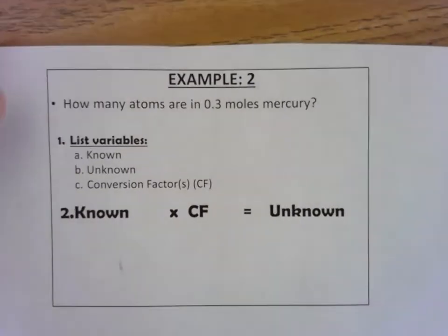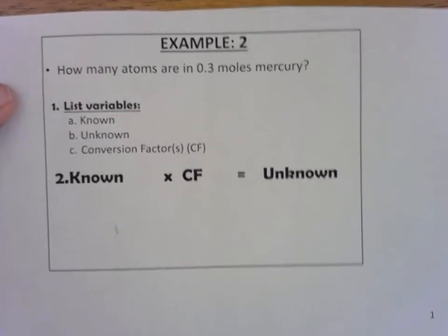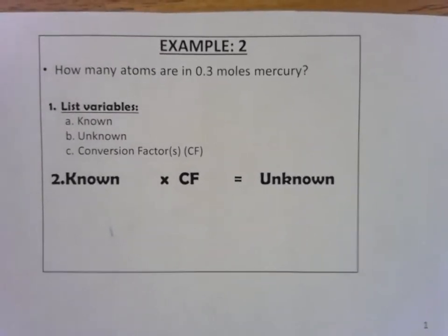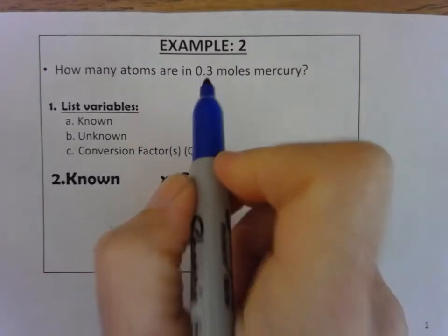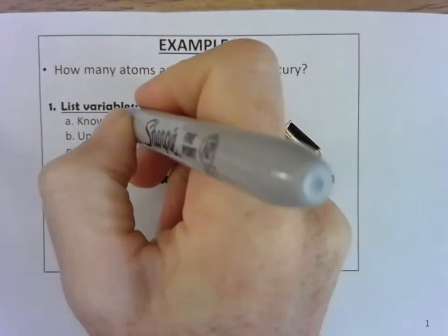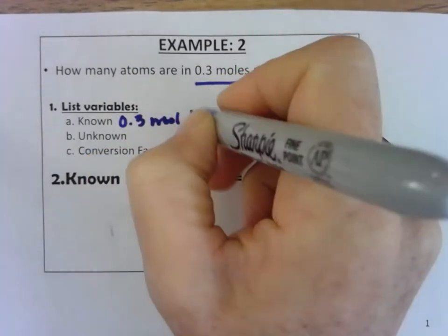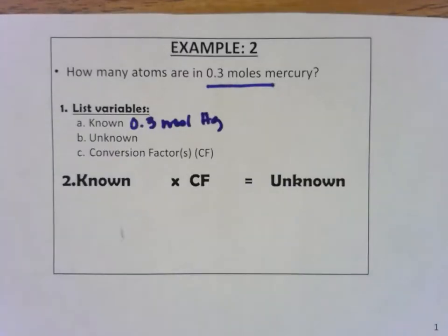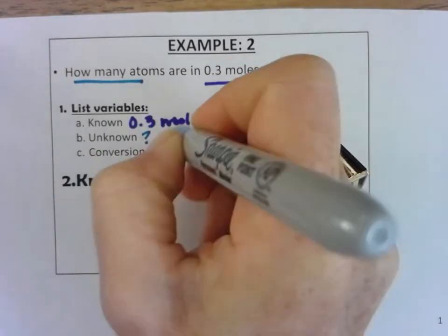Alright, so here's example number 2. This question says how many atoms are in 0.3 moles of mercury. The process isn't going to change, right? We're going to list our knowns and our unknowns. So our known is whatever they give us: 0.3 moles of mercury, which is Hg. And our unknown is whatever we're looking for, so atoms. So question mark, atoms, mercury.